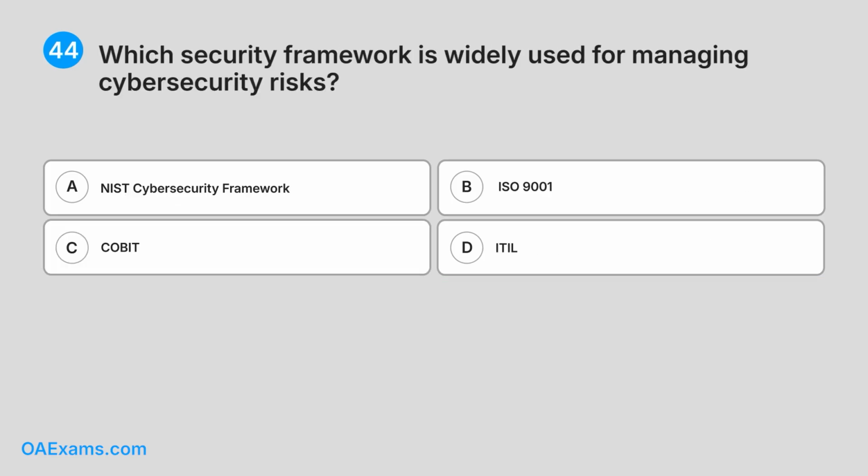44. Which security framework is widely used for managing cybersecurity risks? A. NIST Cybersecurity Framework. B. ISO 9001. Can you guess the answer?